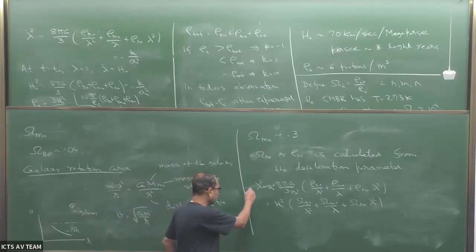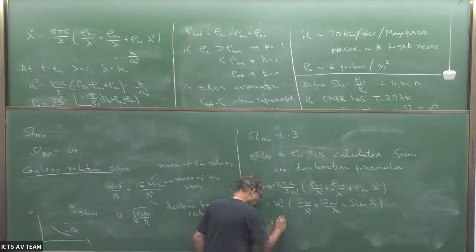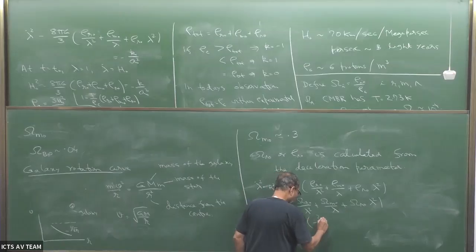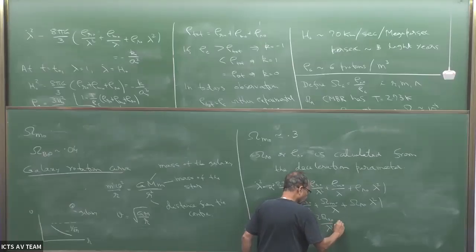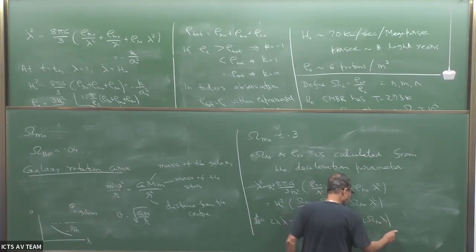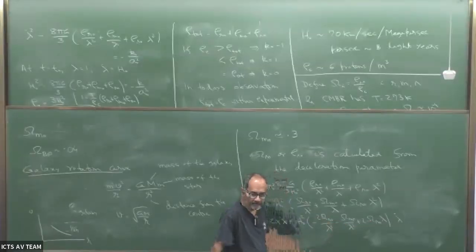So if we now take the derivative of this, so d dt of this, that gives you 2 lambda dot lambda double dot is equal to h naught square times minus 2 omega r naught by lambda cube minus omega m naught by lambda square plus 2 omega lambda naught lambda times lambda dot, because you are taking the derivative with respect to t. So there's a lambda dot. It comes out.